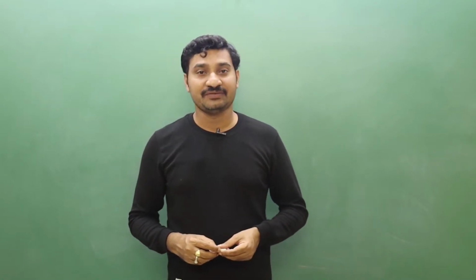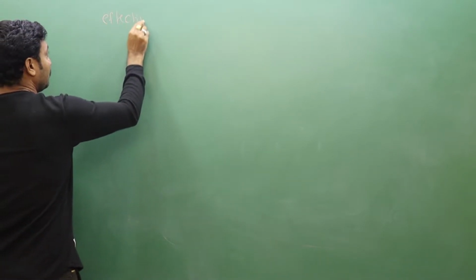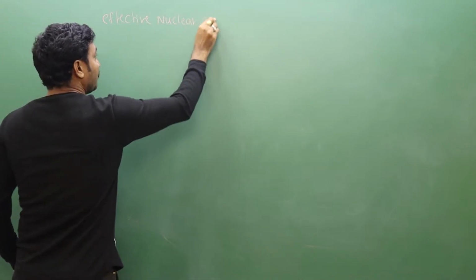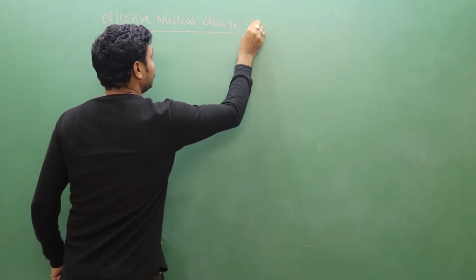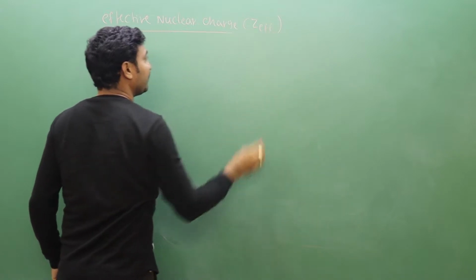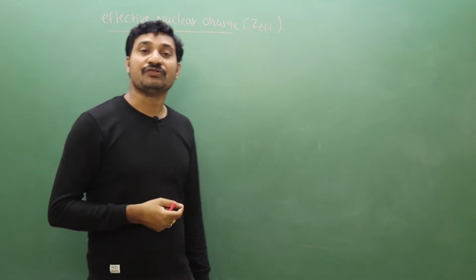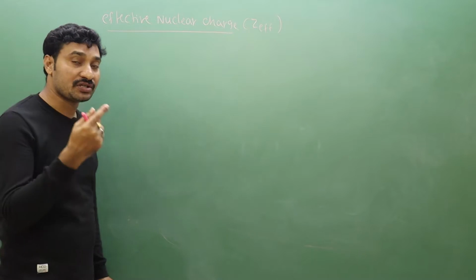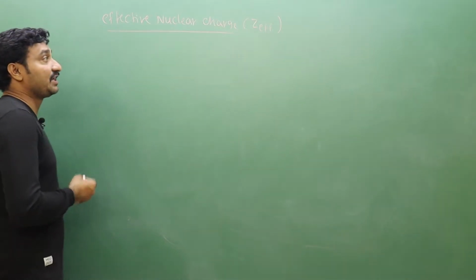Effective nuclear charge, Z effective. Frequently we are discussing effective nuclear charge. As effective nuclear charge increases, ionization energy increases. As effective nuclear charge increases, atomic radius decreases. How can we calculate effective nuclear charge?